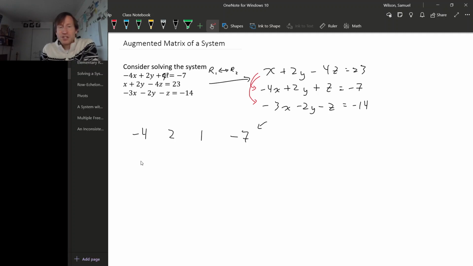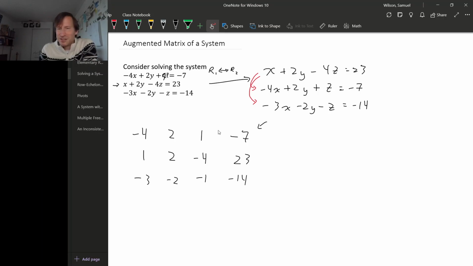For the second equation, the only thing we need to write down are the coefficients. So x has a coefficient of 1, y has a coefficient of 2, z has a coefficient of minus 4, and then the right-hand side is 23. And for the third equation, it's minus 3, minus 2, minus 1, and minus 14. So just this grid of numbers represents everything we need to know what the original linear system was.